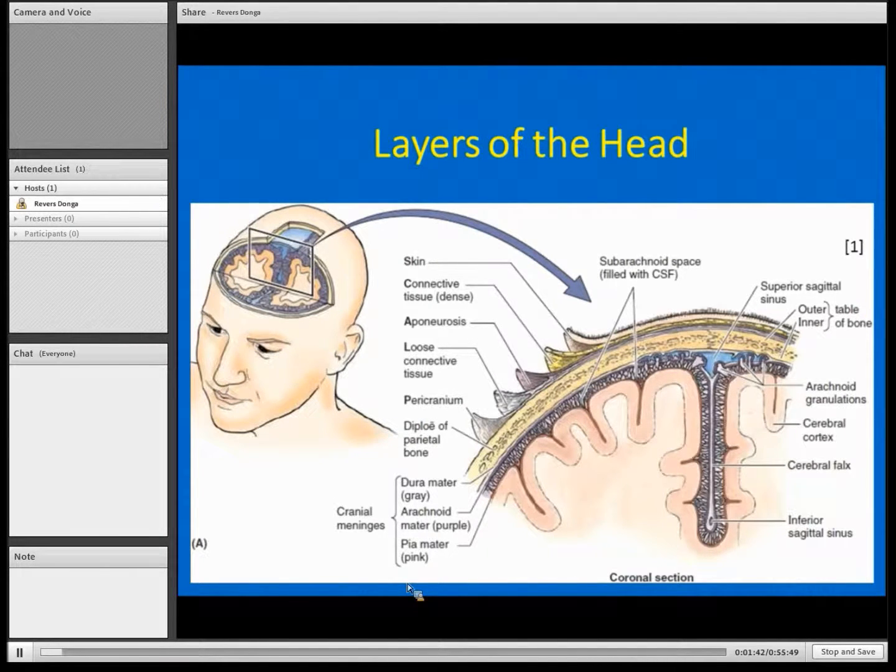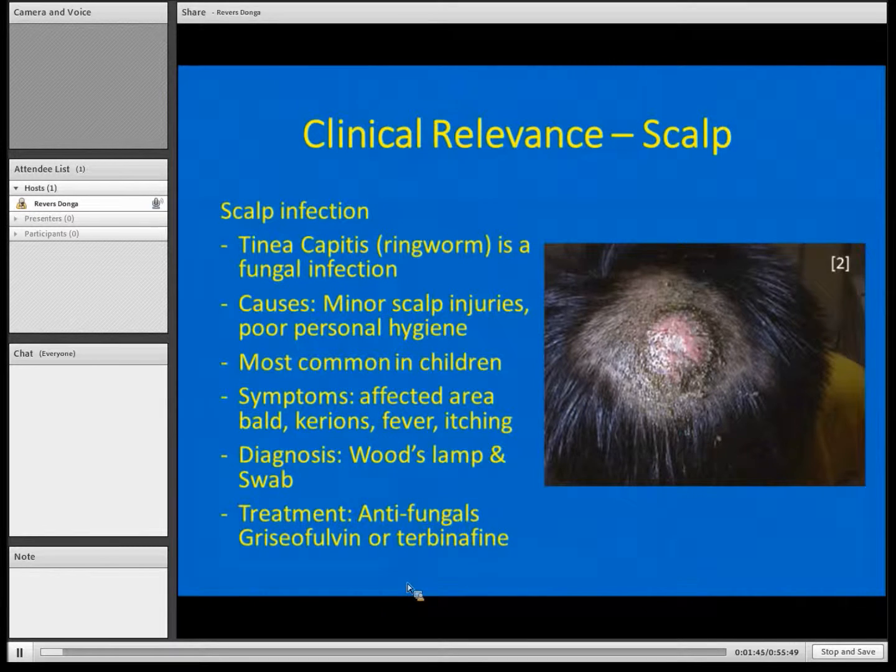Now, the clinical relevance of the scalp is things like infections. For example, there's an infection called tinea capitis, which is commonly known as ringworm. Now, this is a fungal infection caused typically by poor hygiene or minor injuries to the scalp. It's very common in children, and the symptoms are a bulging of the affected area, kerions, which are small pus-filled cysts, also black spots on the affected area, fever and itching, which can lead to scarring if it's not monitored.